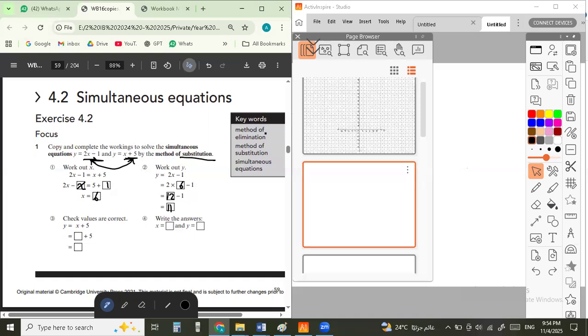Here, if you want to check whether the values are correct or not, we're going to take the other equation and start substituting. So y equals x plus 5. When x is 6, 6 plus 5 is going to be 11. Yes, I found that y is 11 when I started substituting. So x is 6 and y is 11.